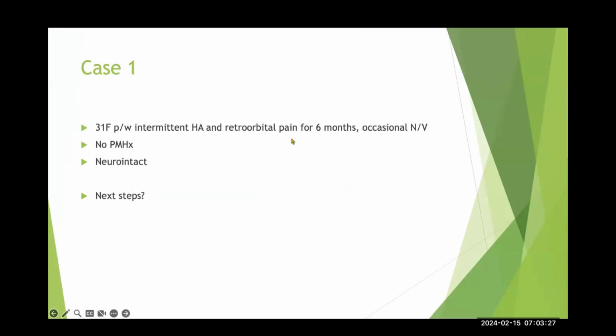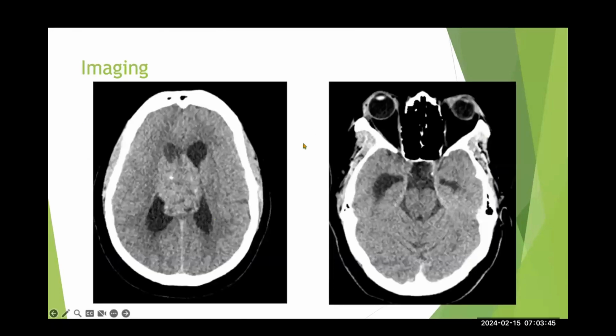Yeah, I'd probably ask about any symptoms that would be concerning for any sort of hormonal issues, and also get an MRI with and without. Okay, good. So we got a CT first. They came to the ER with headaches, got a CT scan, and then they call you because this is what the CT scan shows. What do you see here?